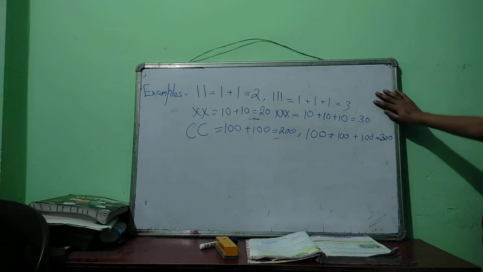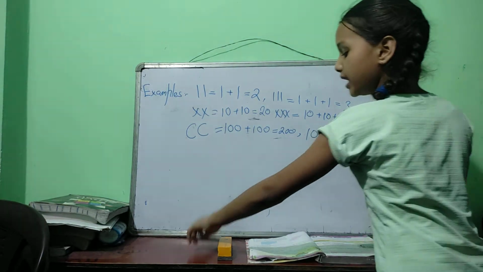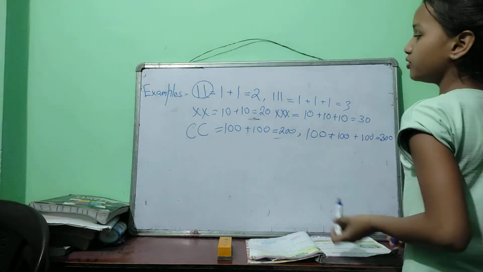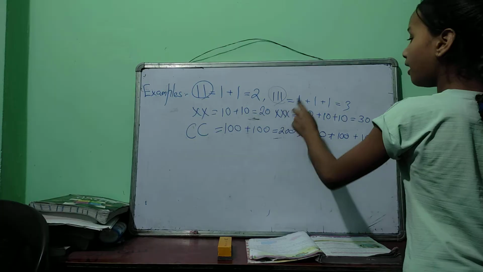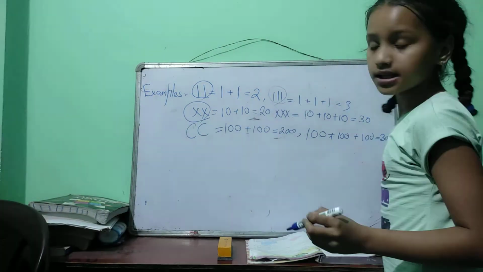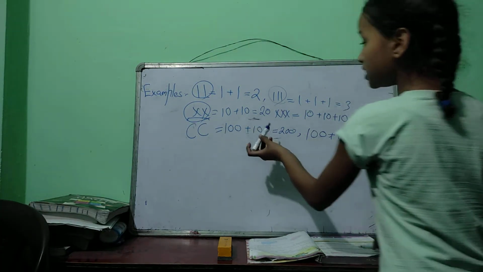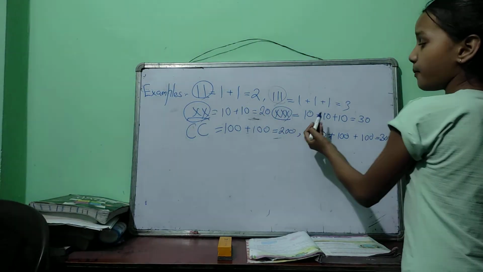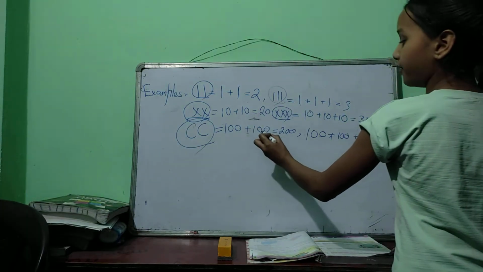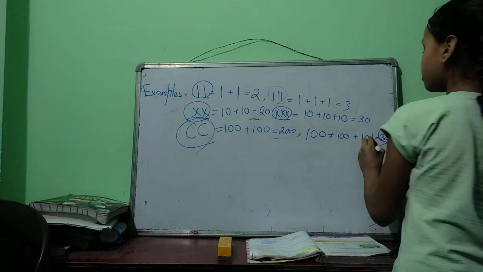So, these are some examples of rule number 1. II is the Roman numeral 2. 1 plus 1 is equal to 2. This is Roman numeral 3. 1 plus 1 plus 1 is equal to 3. XX is equal to 20. 10 plus 10 is equal to 20. Triple X, 10 plus 10 plus 10, 30. Double C, 100 plus 100 is equal to 200. 100 plus 100 plus 100 is equal to 300.